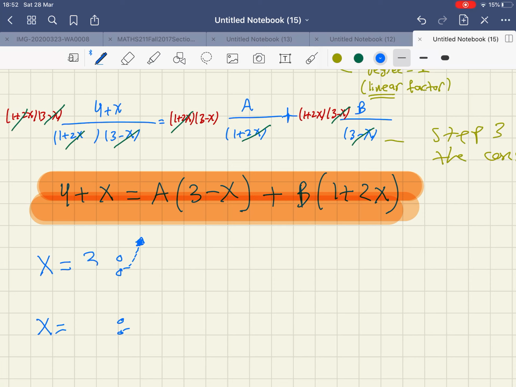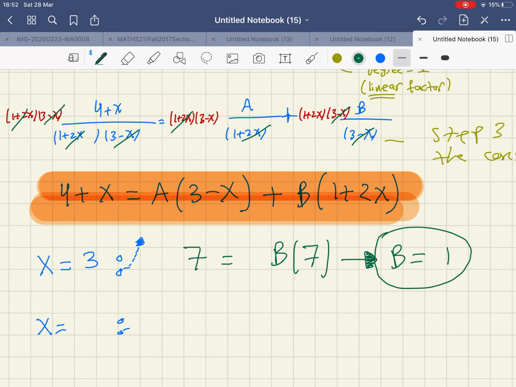So the first one, I will choose x equal to 3. Please substitute x equal to 3. What do we get on the left side? 4 plus 3, this is 7. If we substitute x equal 3, it will be 3 minus 3, which is 0. 0 times a, which is 0. So we'll just get b times, if we substitute 3 instead of x, I think it will be 7. So times 7. This means b equals 1. That's the first information that we have.